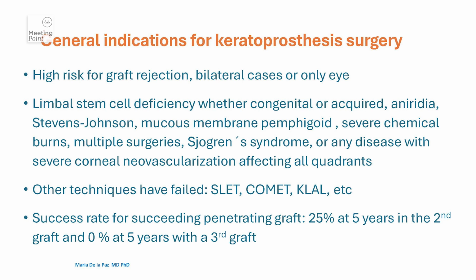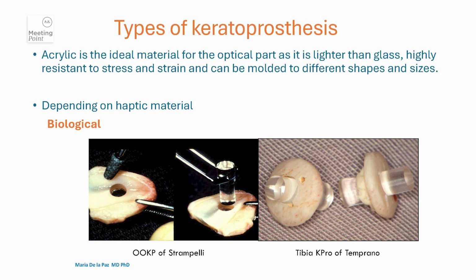So before we proceed with the surgical technique, I want you to understand why it's important to know what keratoprosthesis you are using. So acrylic is the ideal material for the optical part, as it is lighter than glass. It is highly resistant to stress and strain and can be molded to different shapes and sizes. So keratoprosthesis can be classified depending on the haptic material.